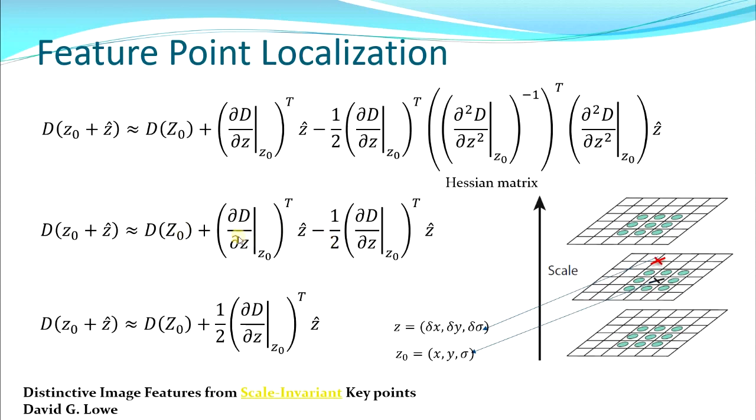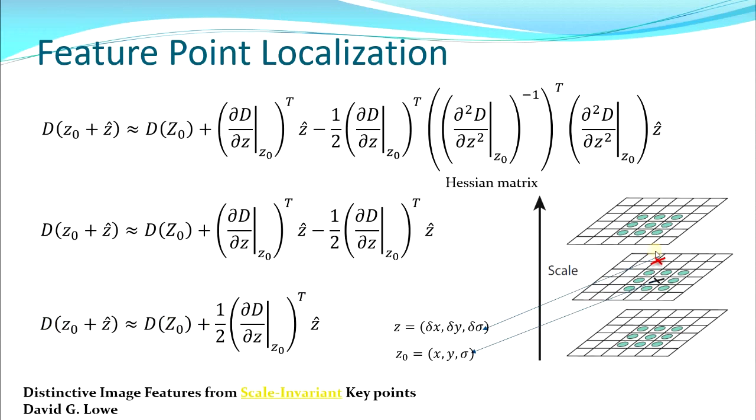Now you can see that this is del D by del z at z naught transpose. Here also there is del D by del z, z naught transpose, and a z cap, z cap. So only the coefficients are different. There is 1 over here, there is minus half over here. So you can take this particular thing common and you'll have 1 minus half, so that is plus half. So this is the value at that particular pixel.